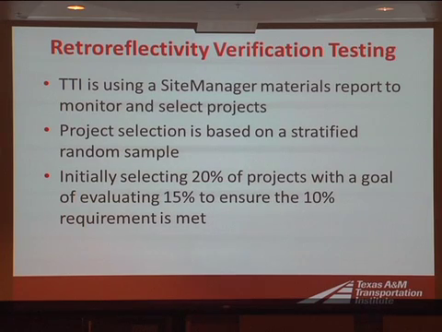So we're using a stratified random sample, so it's not purely random. There are some categories that we're trying to make sure we have, so that we're evaluating all of the different contractors that we have, and that we go to different areas of the state where they may be using different pavement marking materials or have different road surfaces. Initially, we're going to select about 20% of the projects that we're viewing in Site Manager. Our goal is to evaluate about 15%. That gives us about 5% of projects that maybe don't go all the way through, or where weather conditions or something impact our ability to go monitor them. Because the goal is to monitor 10% of the projects.